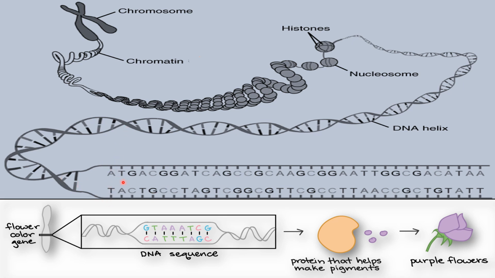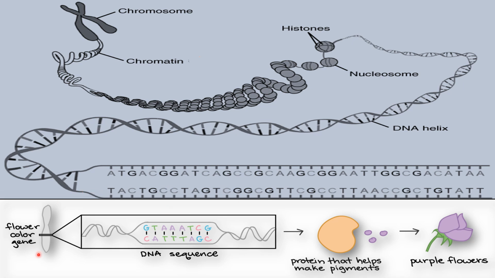Here you can see the nitrogenous bases are arranged so that adenine is just opposite to thymine. Then guanine is just opposite to cytosine. We also call them complementary base pairs.